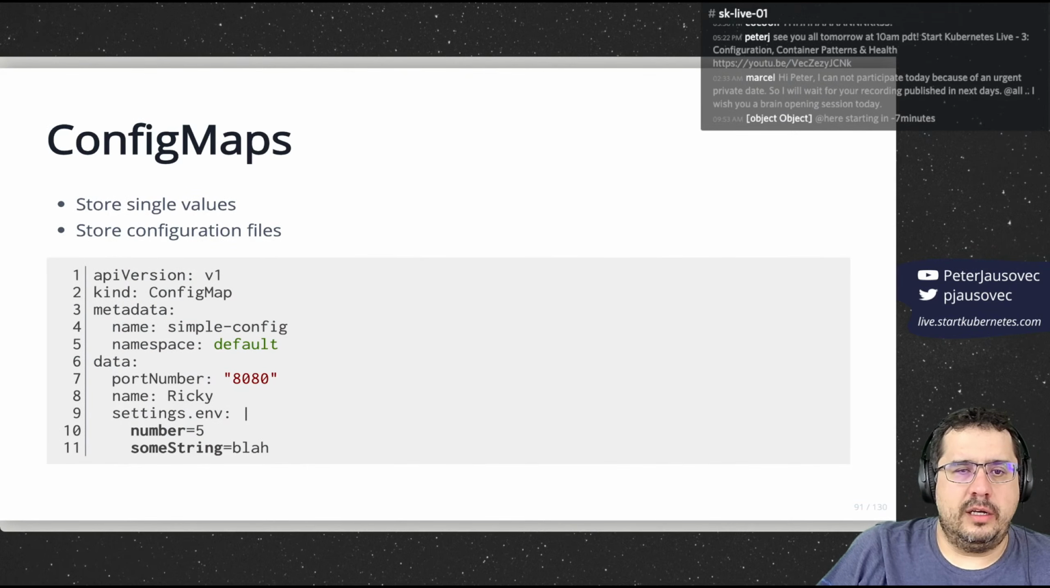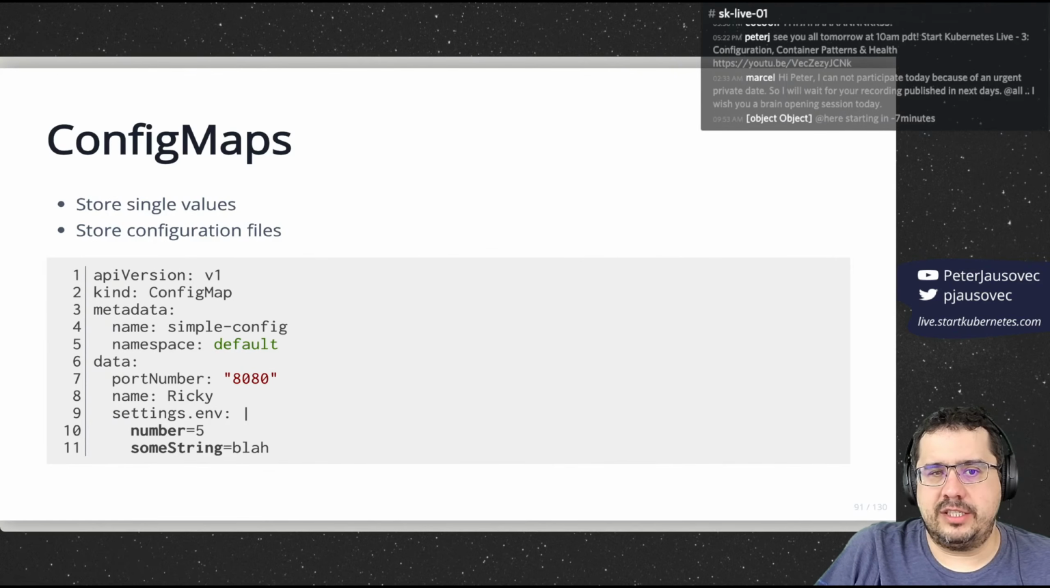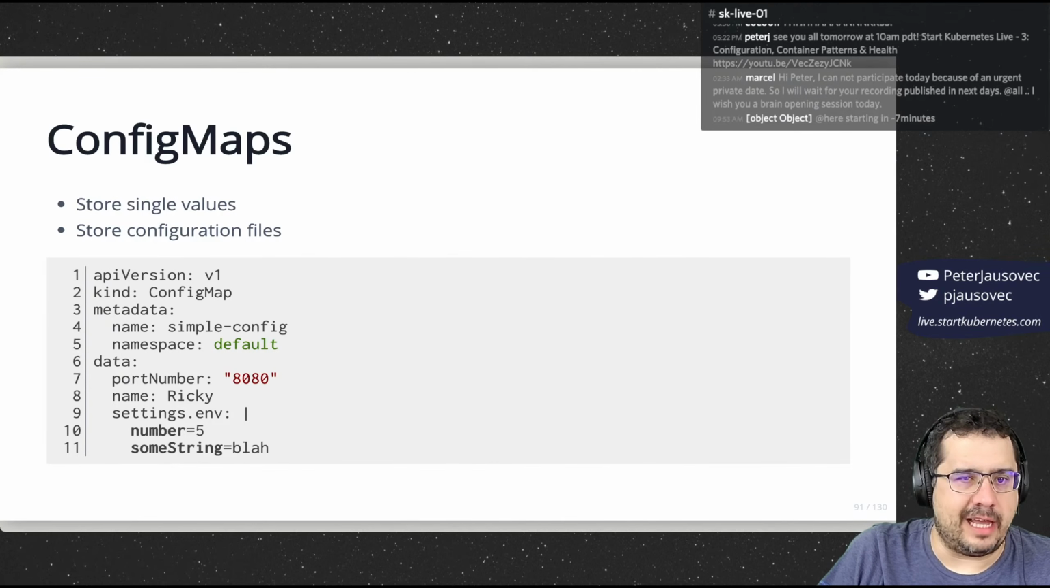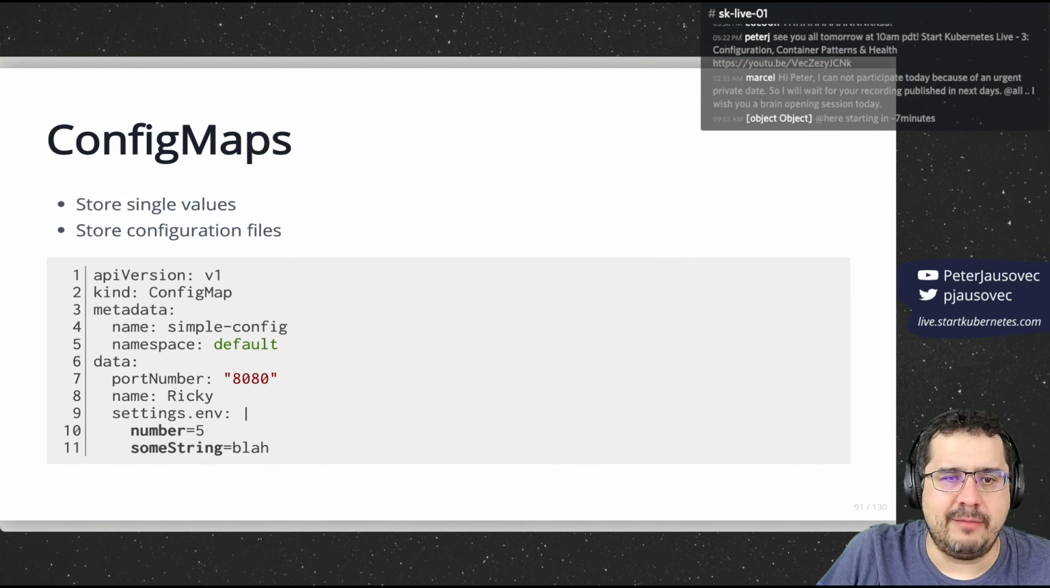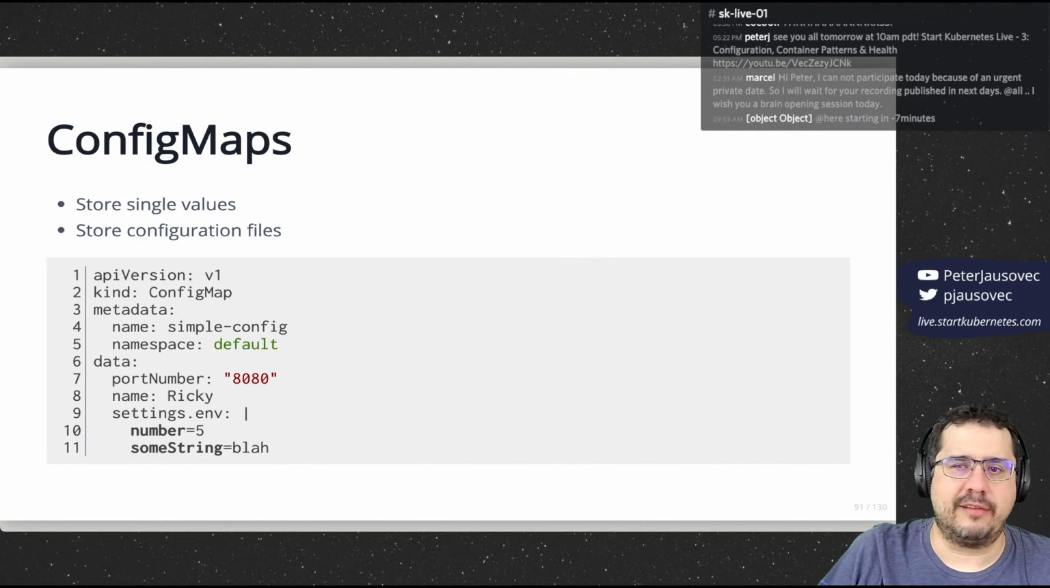So here's a quick YAML representation of a config map. This specific one stores single values. So on lines 7 and 8, we have a config setting called port number, and then we have a config setting called name. And then on line 9, you can also store values that look like fragments of a configuration file. In this case, we're calling that key settings.env, and then we have a multi-line string, which is basically two variables with two values.